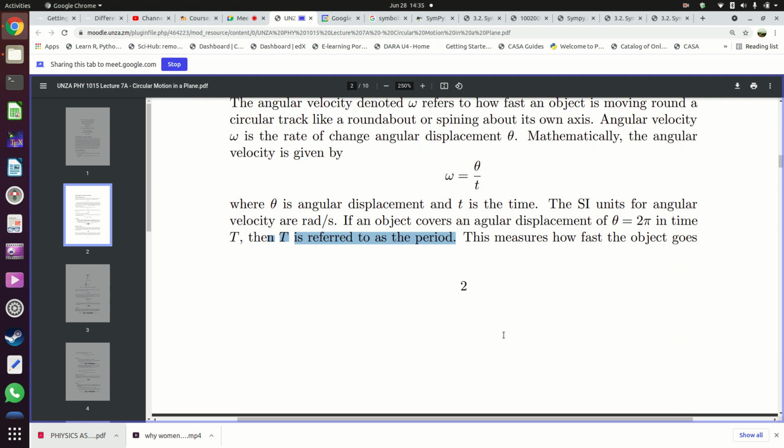So in the case of Earth, when our planet goes around the sun once, the angular displacement is 2 pi radians. Then the time it takes our planet to go around the sun is 365 and a quarter days.